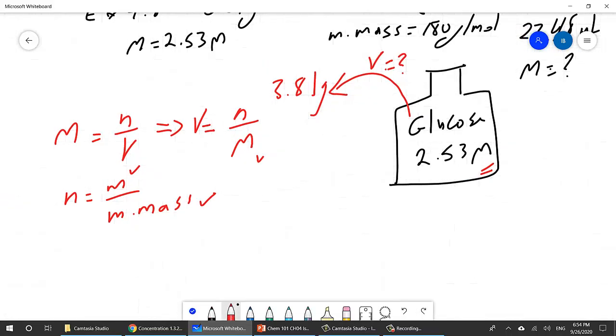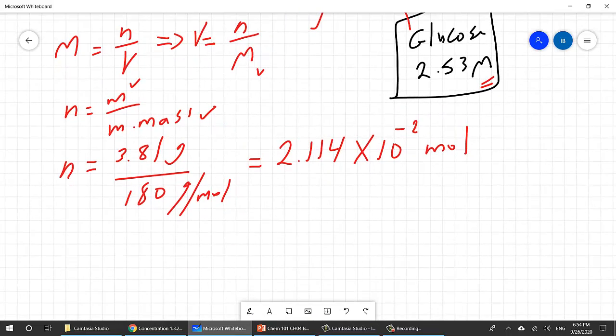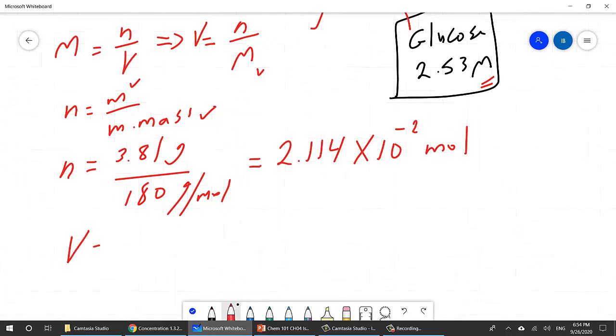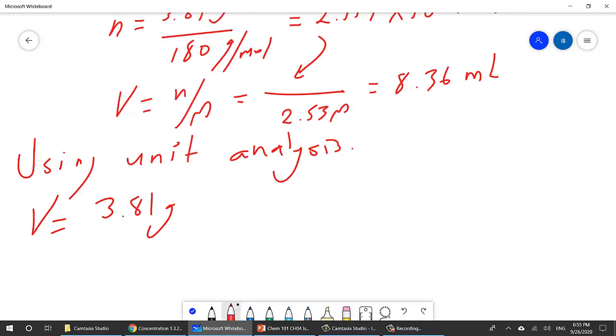So let's find the number of moles first of that 3.81 grams. Number of moles equals mass divided by molar mass, which is 3.81 grams divided by 180. That's going to equal 2.114 times 10 to the minus 2 moles. Now you just find the volume. The volume is equal to number of moles over molarity, so this number divided by 2.53 molar, and that should equal 0.36 milliliter.